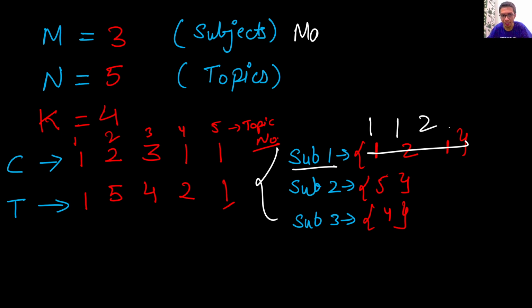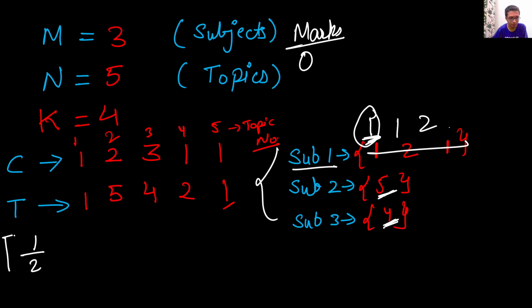Now I'll try to increase my marks one by one. My marks are initially 0, right? So I can take the very first element of the first array, I can take the very first element of the second array, or I can take the very first element of the third array, right? So which out of these 3 times, 1, 5, or 4 is the minimum time to complete a topic? The answer is simple. It is this one, right?